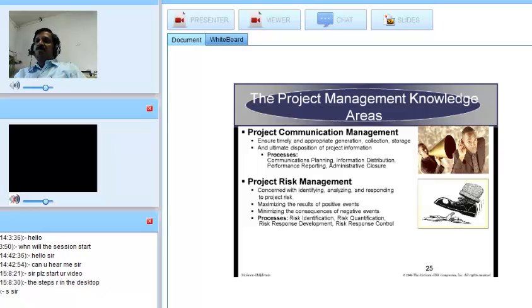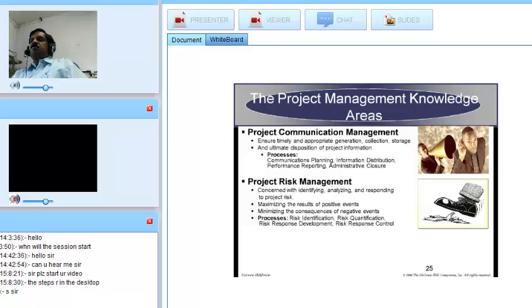What are the processes here? Communication planning. You may need communication planning as to which document has to be sent to whom, with what periodicity, and by which media. Is it to be sent through the post? Is it to be sent through email, or is it to be given as a presentation? Whatever it is, the communication planning has to be done. And information distribution: what kind of information has to be distributed? Is it the cost information or the resource information to be distributed?